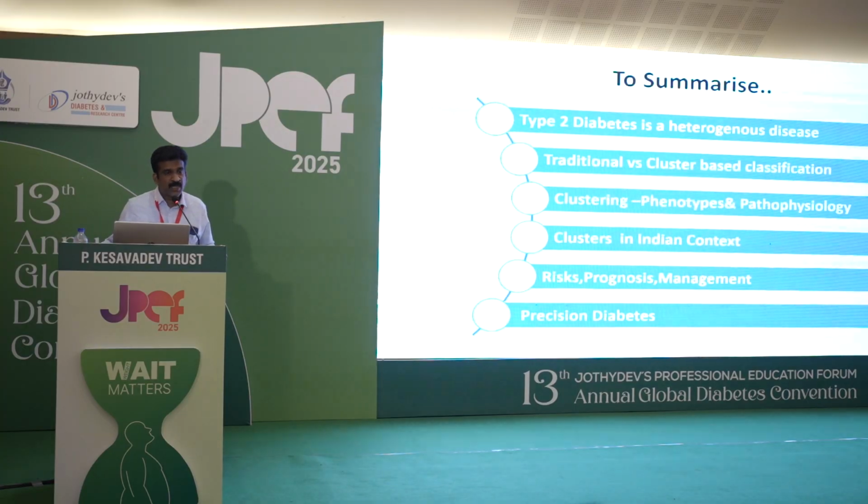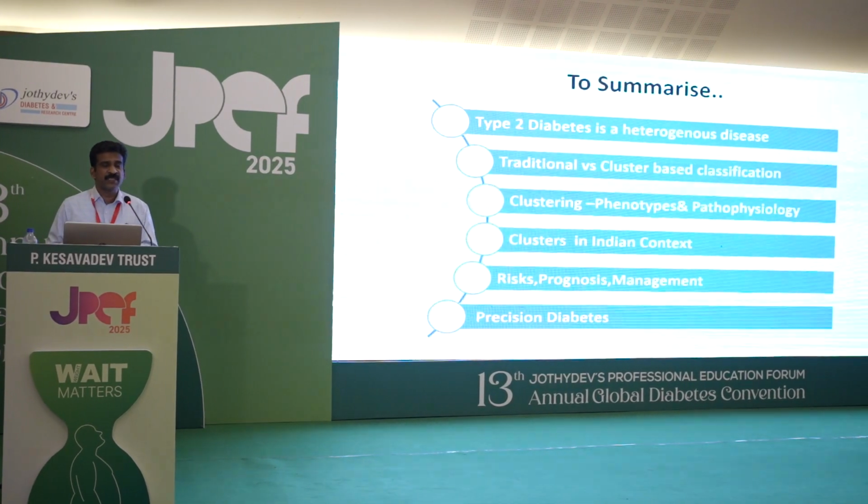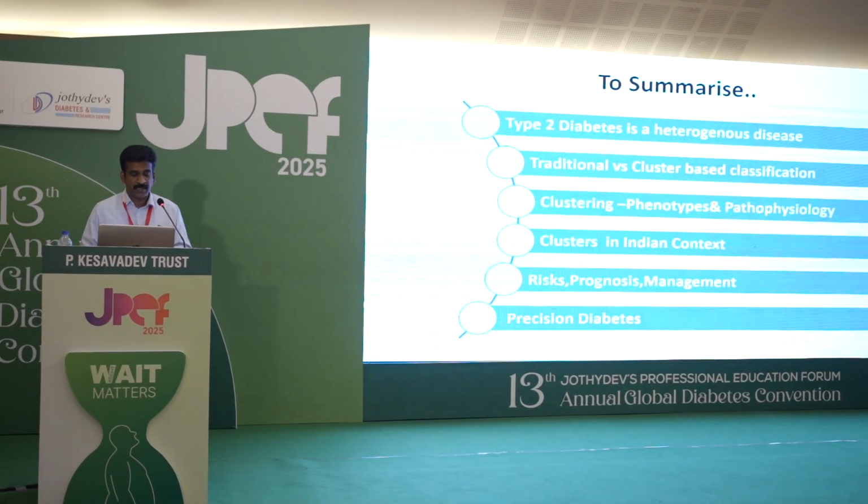So just to summarize what I was trying to convey in the last 12-13 minutes. Type 2 diabetes is a truly heterogeneous disease. We need to understand that. All patients cannot be taken in a similar manner. Varying amounts of insulin resistance and insulin deficiency occur in a patient. We need to understand that very clearly, and then we need to address that. If the resistance is predominating, we need to address that. If the insulin deficiency is predominating, we need to address that.